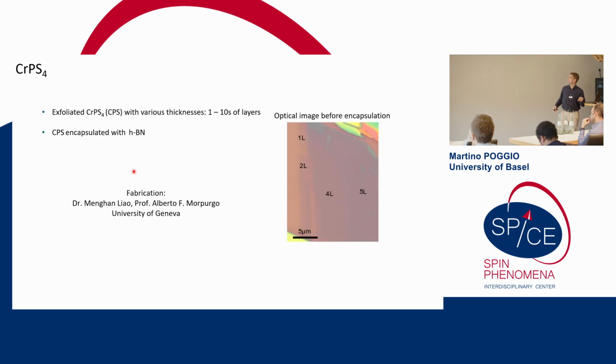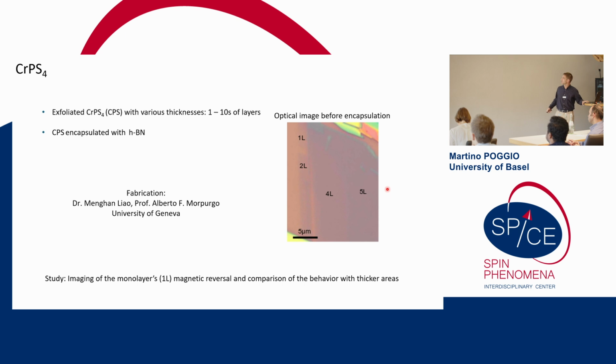So we got some very nice samples from our collaborators in the Poggio group at the University of Geneva. This is, unlike the chromium sulfur bromide, a very difficult sample to deal with because it's extremely air sensitive. So you have to encapsulate it in hexagonal boron nitride before it can see ambient conditions. Otherwise, it will essentially dissolve. And it's also rather difficult to exfoliate, and so it was quite a challenge for them to get samples like this where there are regions of 1 layer, 2 layer, 4 layer, 5 layer, so that we could measure what happens as a function of the layer thickness.